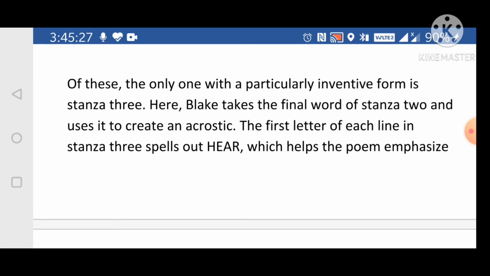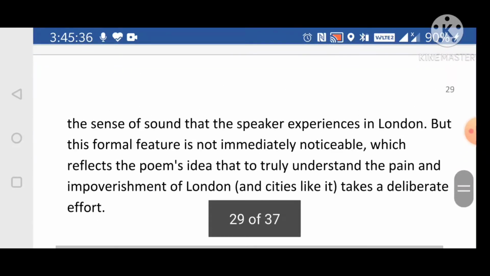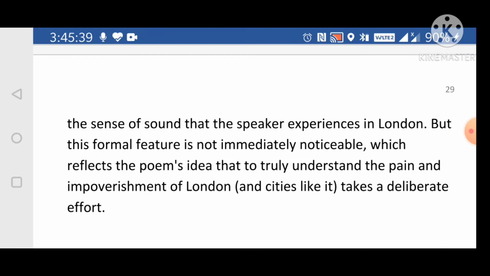The first letter of each line in stanza 3 spells out "here", which helps the poem emphasize the sense of sound that the speaker experiences in London. But this formal feature is not immediately noticeable, which reflects the poem's idea that to truly understand the pain and impoverishment of London and cities like it takes a deliberate effort.